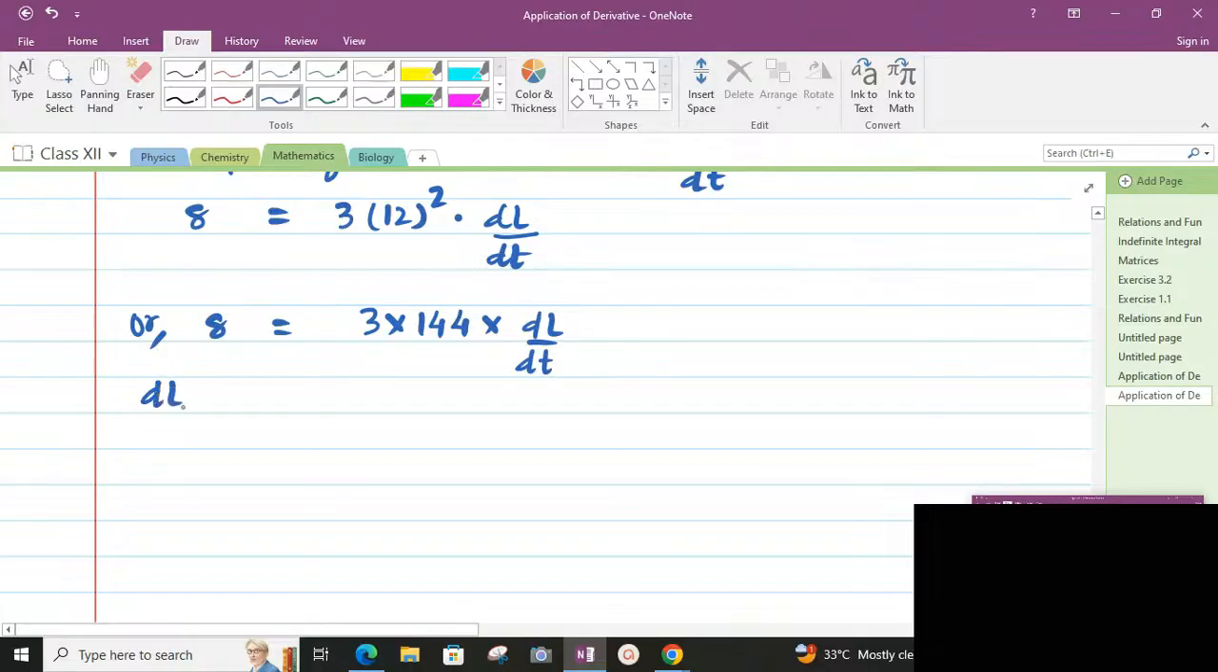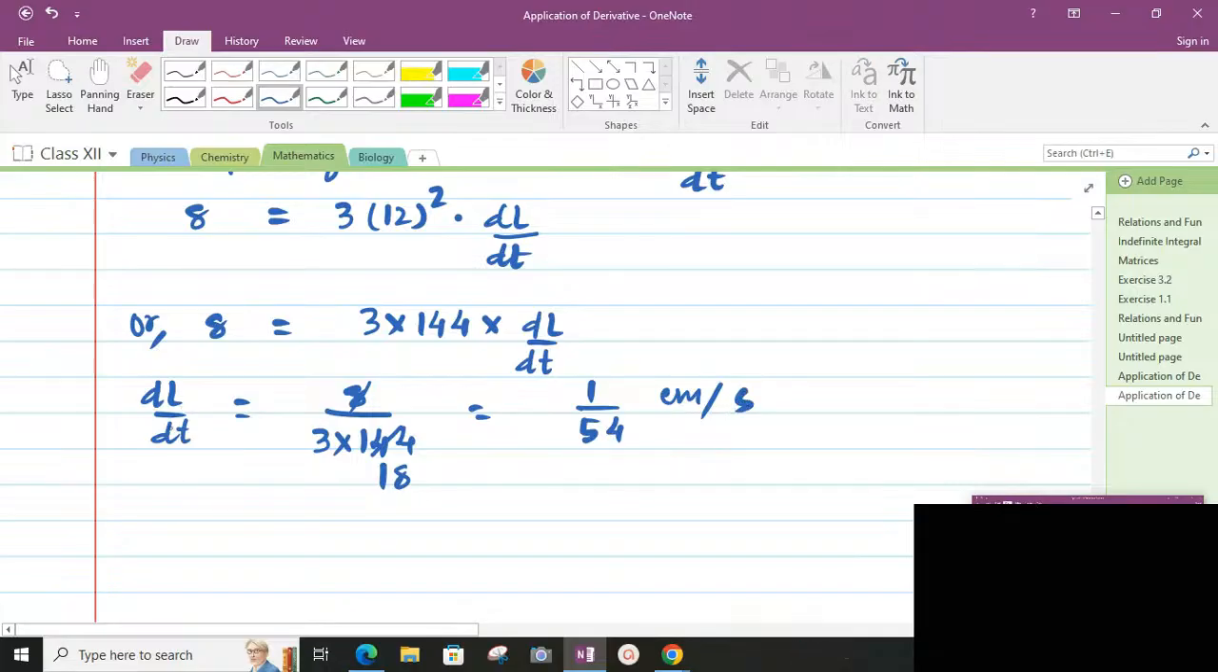So the next step here will be dL/dt equals 8 by 3 into 144. So 8 ones are 8, 8 eights are 64. So here it will be 1 by 54. The unit of L is centimeter and the unit of t is second. So dL/dt equals 1/54 centimeter per second.